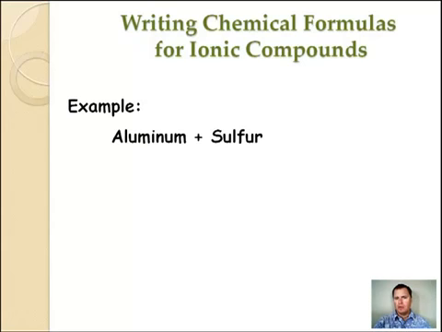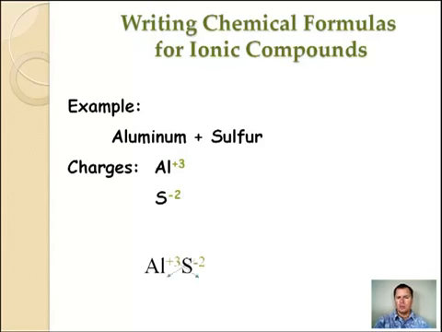Okay, let's try another example here. Aluminum and sulfur. First thing we want to do is write down their charges. Aluminum is +3. Sulfur is -2. Now you can write them that way. I like to write them sideways like this. Now do your crisscross. Okay, rewrite it as a compound with your chart. The numerical value charges becoming your subscripts. So it becomes Al2S3.